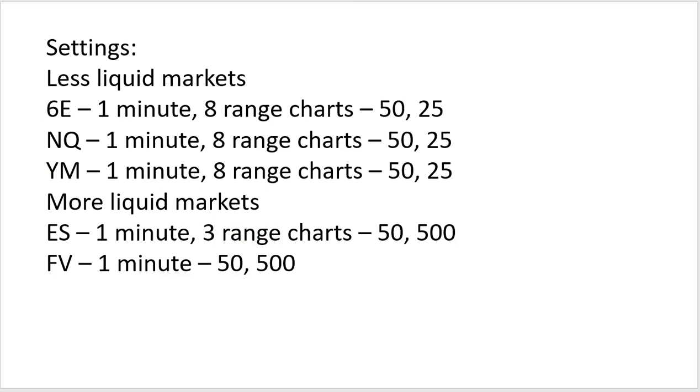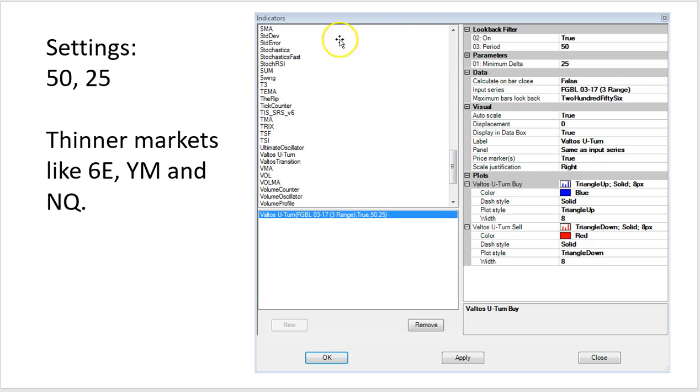And so how would you go about changing the settings? Okay, so under the indicator settings, when you open it up, it's here, the Valtos U-turn, look back filter, set to 50. That's the 50. When I say 50 and 25, the period is 50. The minimum delta is 25. So you're looking at the relationship of delta over a certain period of time.